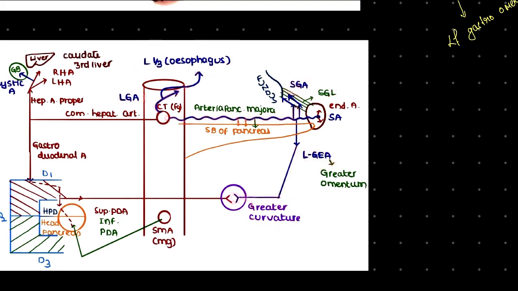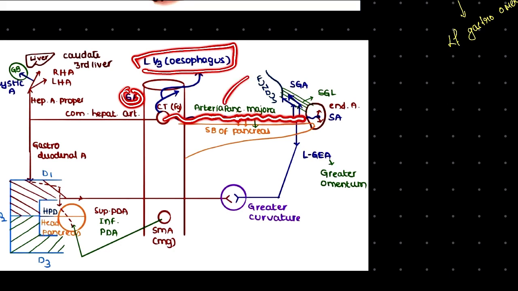Now I would like to take you again through the same thing. What is this? The celiac trunk. What is this first branch? It is the left gastric artery. What is the left gastric artery doing? It is supplying the lesser curvature of the stomach and the lower one third of the esophagus. That's all. Now what is this? This is the splenic artery. Initially, the splenic artery is the longest branch of the celiac trunk.